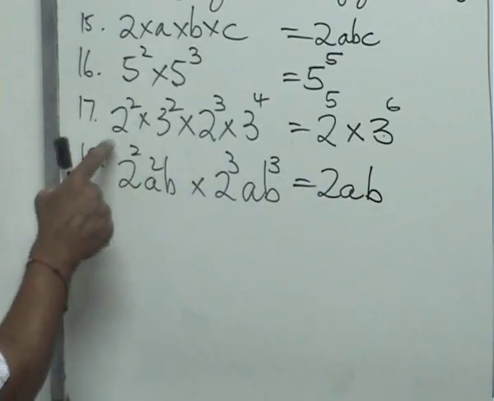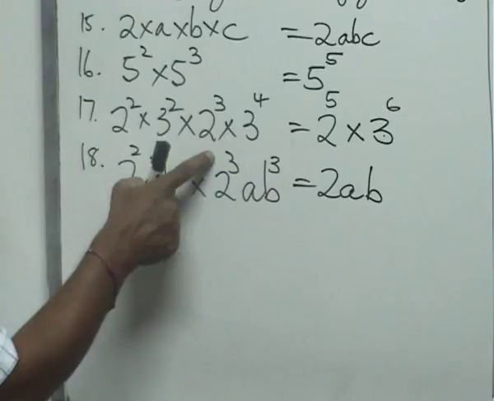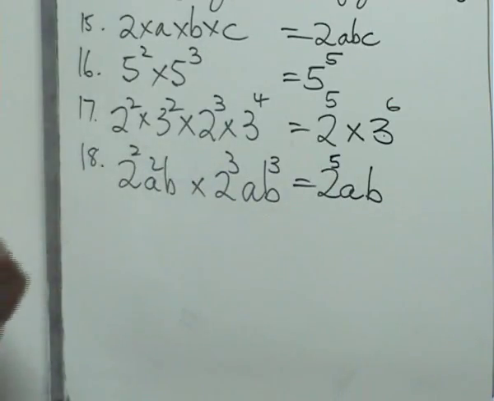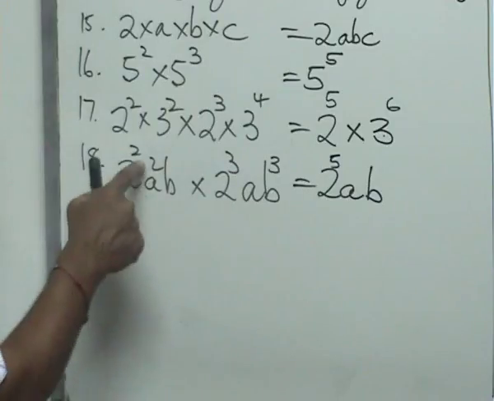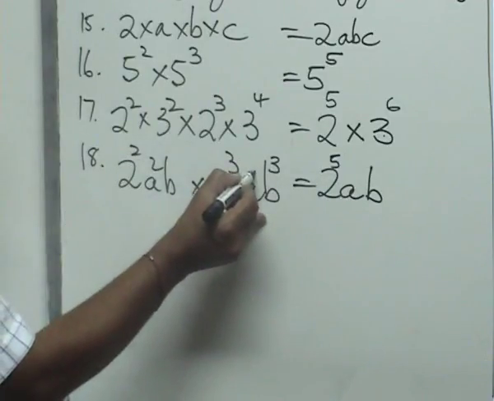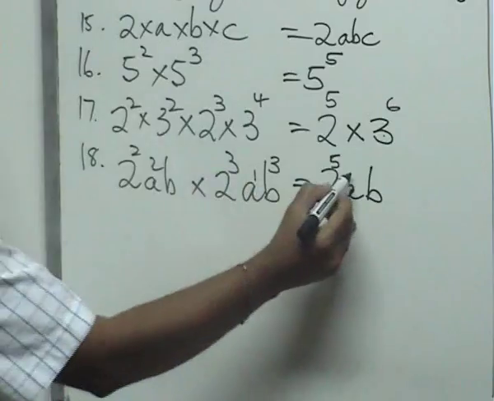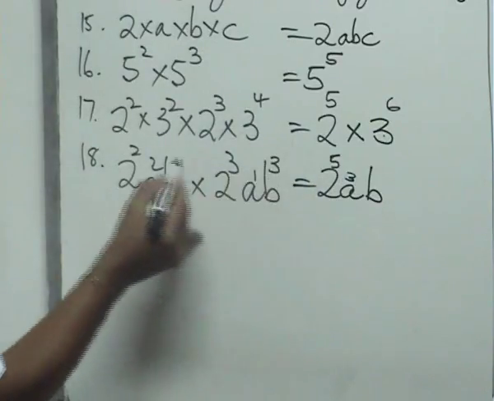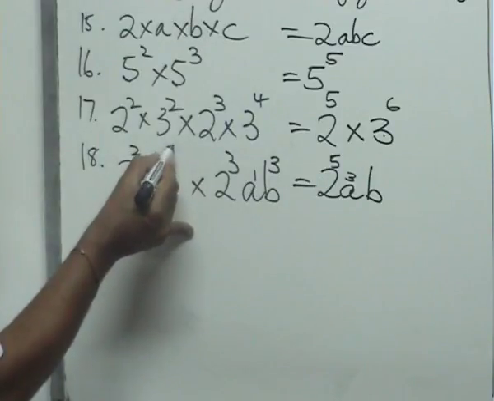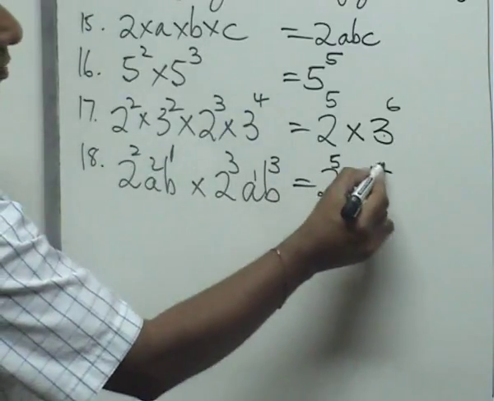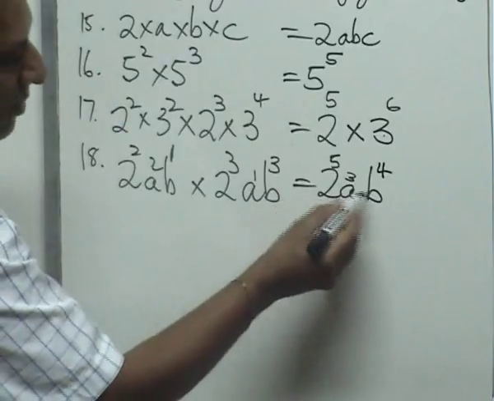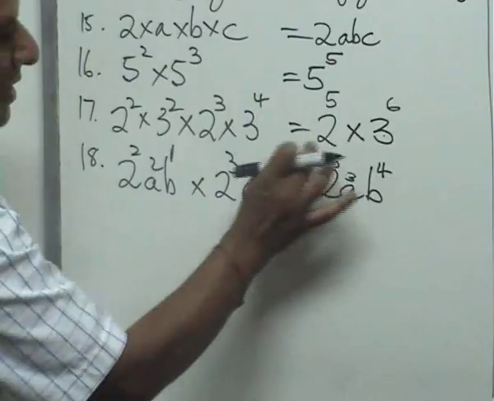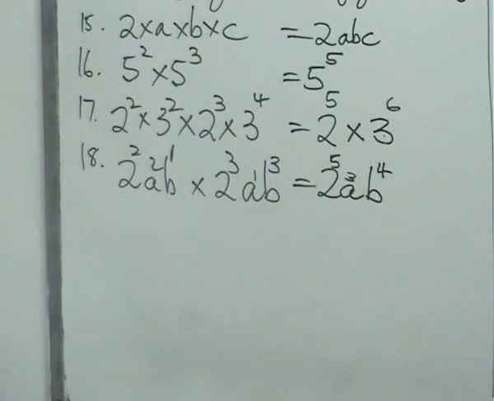Now for the base 2, there's an index 2 here and the index 3 there. So we add that up, 2 and 3, 5. Now for the base a, you've got 2 here and you've got the 1 that is understood. So 2 and 1, 3. Now for b, you've got 3 there and here the 1 is understood. So it's 1 plus 3, 4. So when there's numbers and letters like this, you can just write them next to one another. But if there's only numbers, you have to put a multiplication sign.